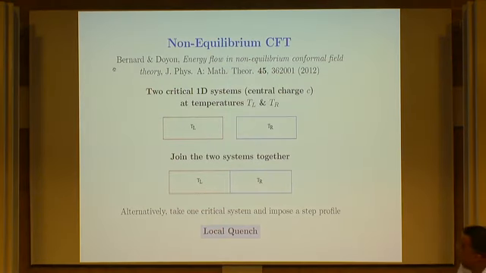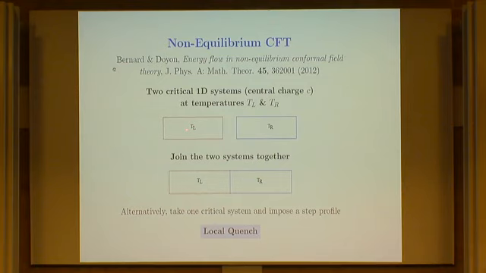So what are we going to do? This work was motivated by this very nice paper by Denis and Benjamin on energy flow in non-equilibrium CFT. What they showed, just in the context of conformal field theory, nothing to do with AdS/CFT, is that if you take two one-dimensional quantum critical systems at temperatures T left and T right and join them together, you can give rise to this non-equilibrium energy flow that only depends on the central charge of these systems and powers of the temperature. Okay? And I'll show you that in a moment.